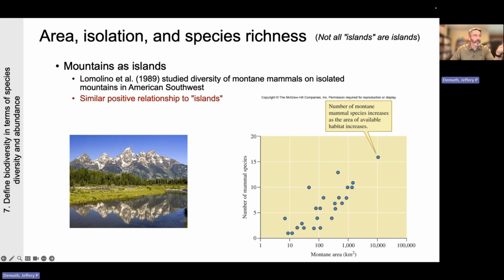You can think of mountains as islands. So, I think these are the Tetons, where you get similar relationships. And here, this is showing montane mammals. So, same kind of relationship that we saw with the birds and the beetles on this previous slide, where the larger the area in the mountain habitat, the more mammal species you find.